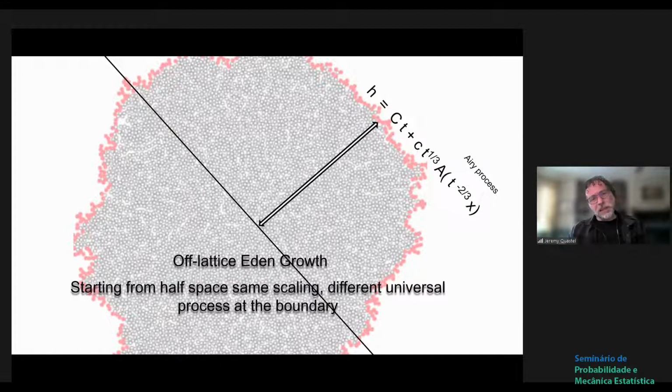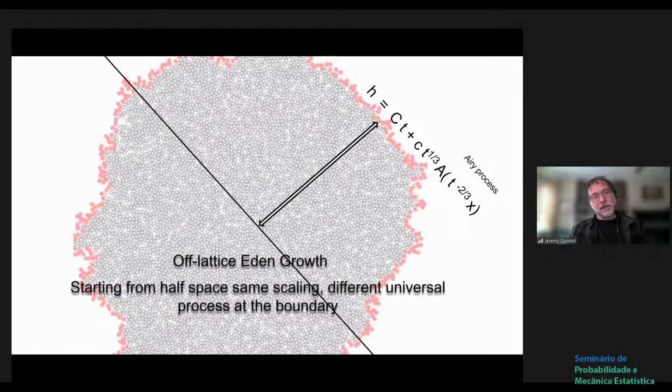But the interesting thing is that the fluctuations on top of that, if you think of this pink stuff as a sort of function, is some universal function living on a scale t to the 1/3 and on a lateral scale of t to the 2/3. And this universal A, which is these fluctuations of the interface, are some special stochastic processes which we want to describe.